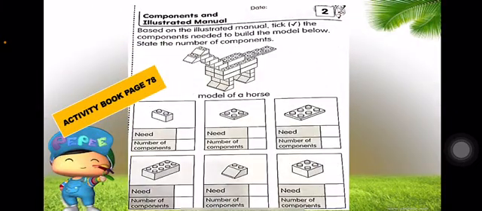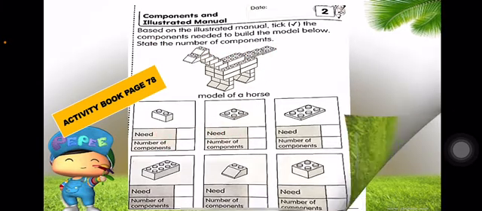Okay, second one, page 78, component and illustrated manual. Based on the illustrated manual, tick the correct components needed to build the model below. State the number of components. Okay, so you put the answer.